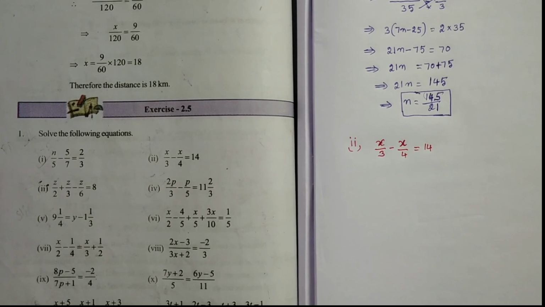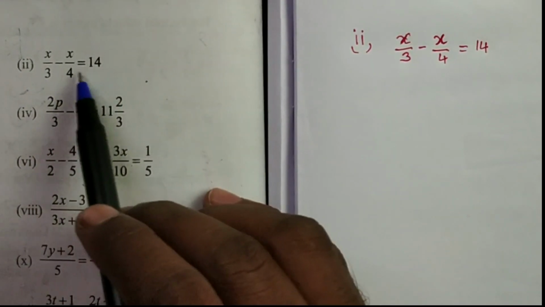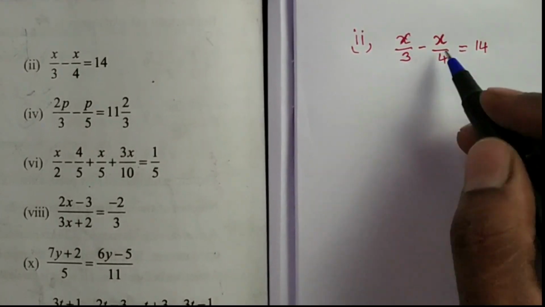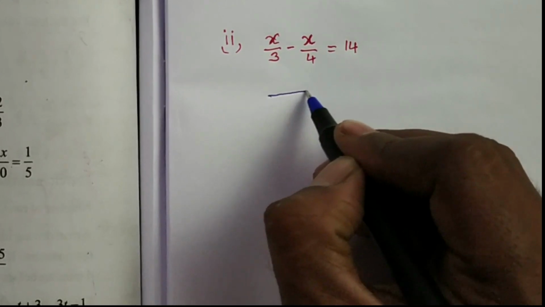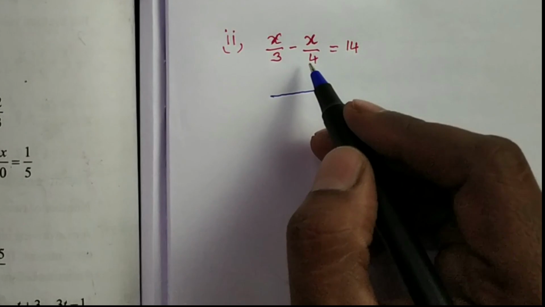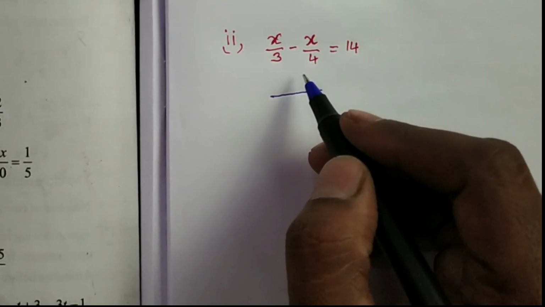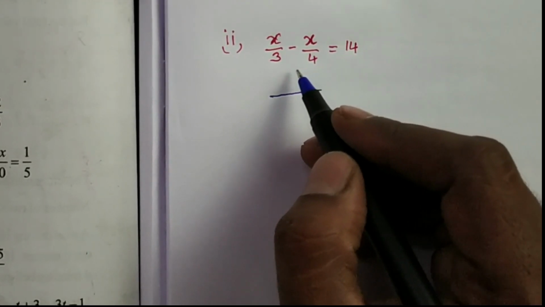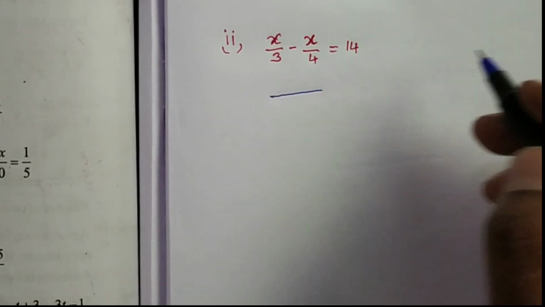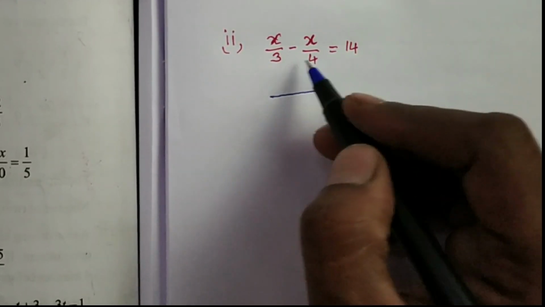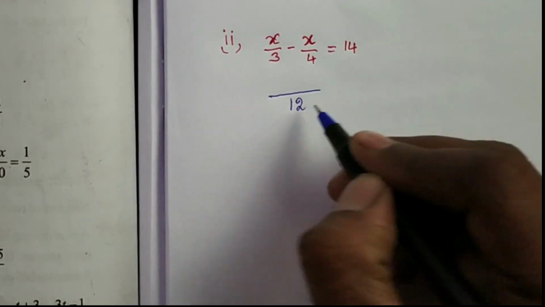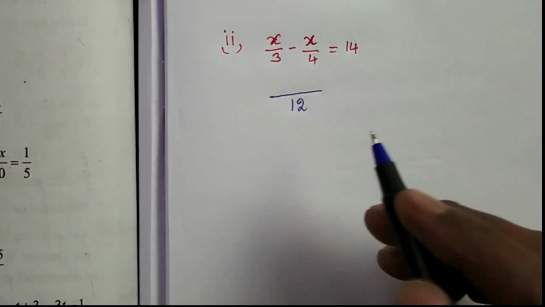Next, second one, that is x by 3 minus x by 4 is equal to 14. What we have to do? Here the two fractions are there, do LCM. That means of 3 and 4. Observe these two numbers, they are co-primes, 3 and 4. There is no common factor for 3 and 4 other than 1. So what is the LCM of 3 and 4? Without doing the division method, you can calculate, that is the product of 3 and 4, that is 3 into 4, 12. So 12 is the LCM of 3 and 4.